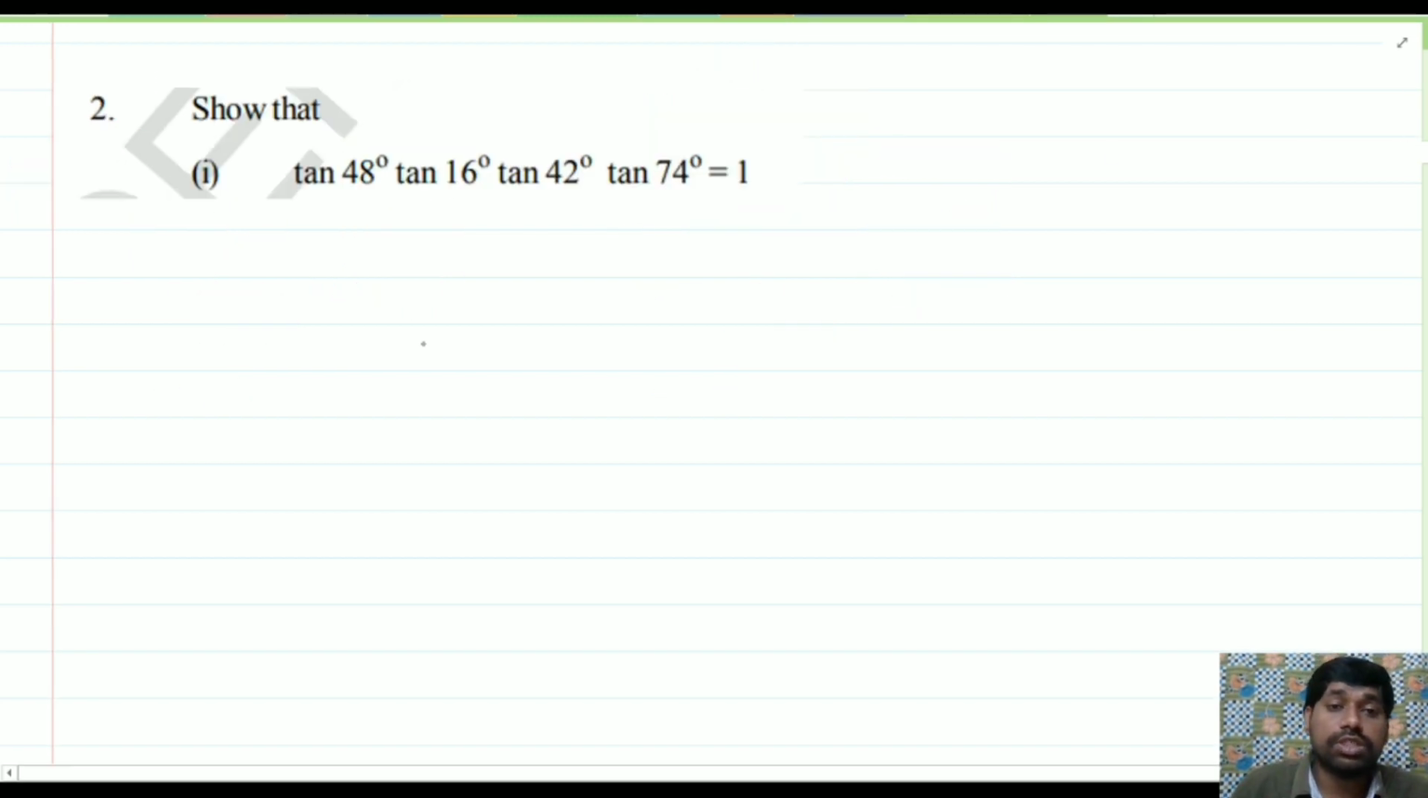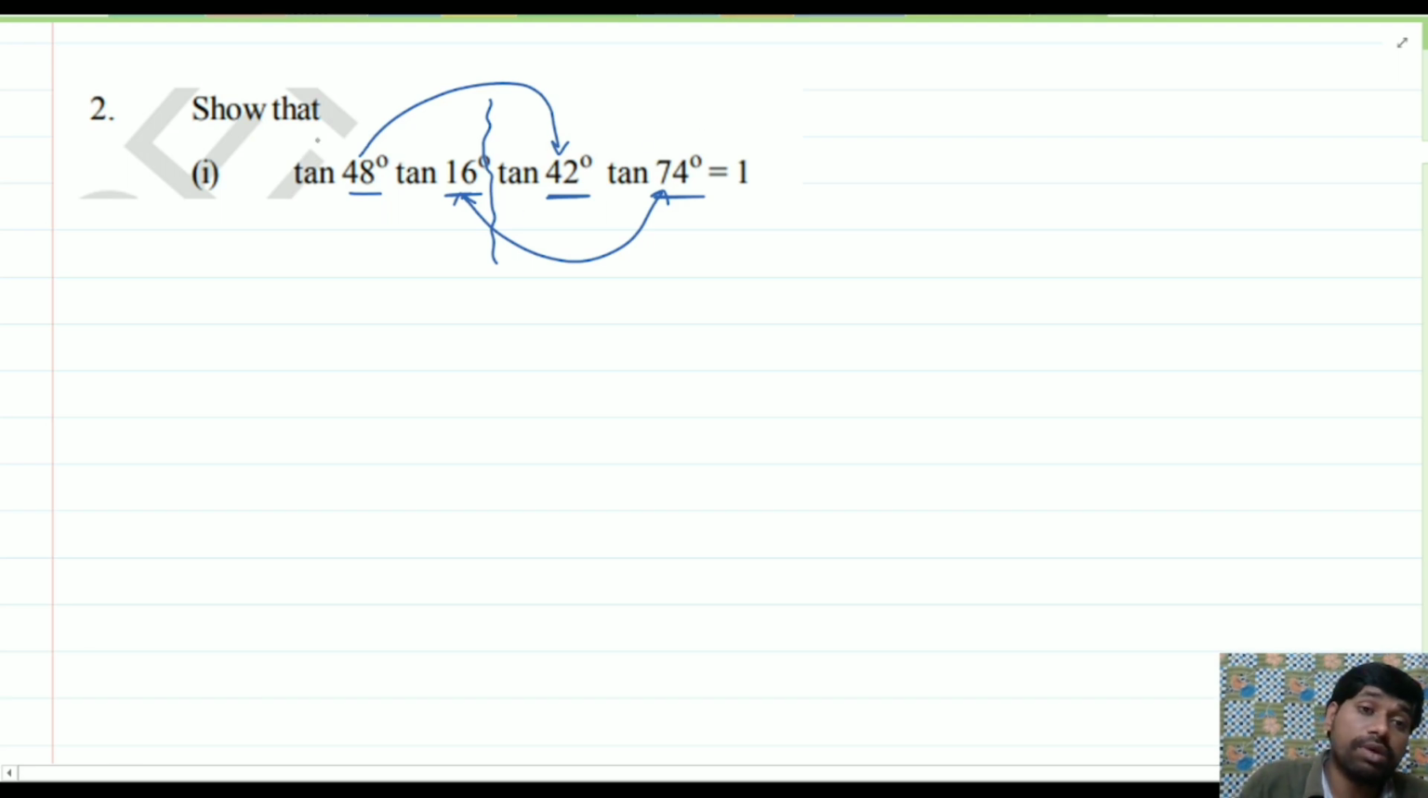There is one more question given. If you see clearly, there are tan 48 and tan 16 here, and this is also the same tan function only. If any two trigonometric ratios have angles that sum to 90, then they are complements like this. So if two ratios are complements of the other two, what we should do is change the first two.